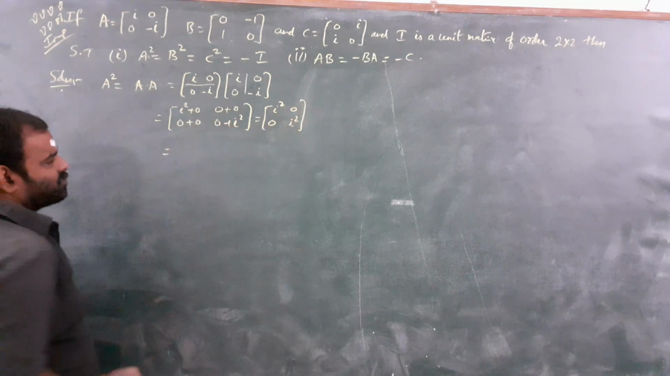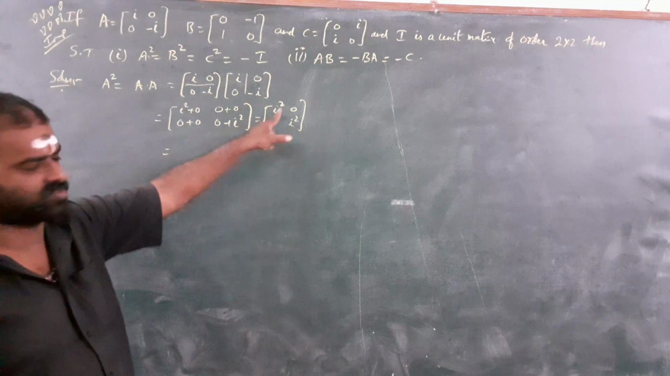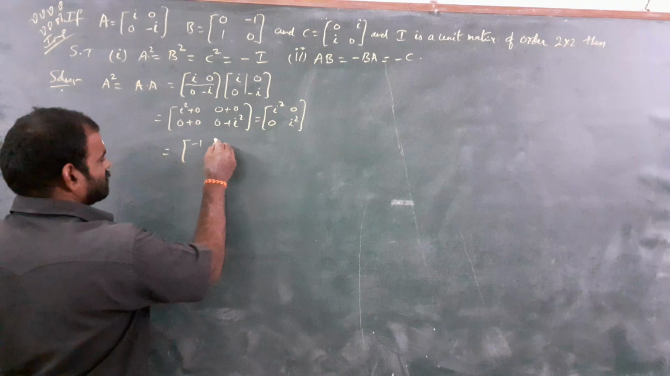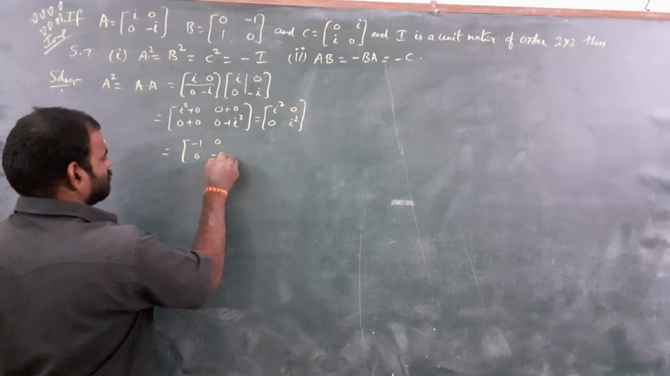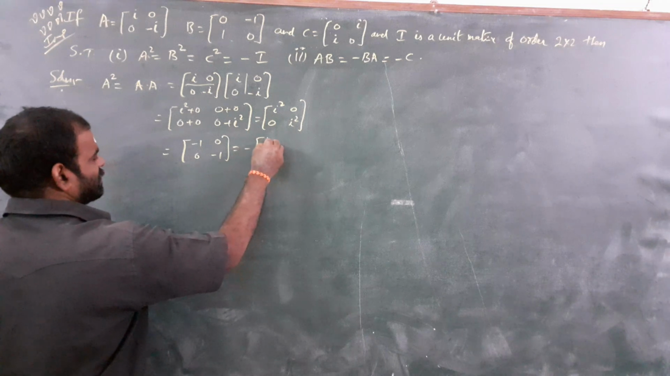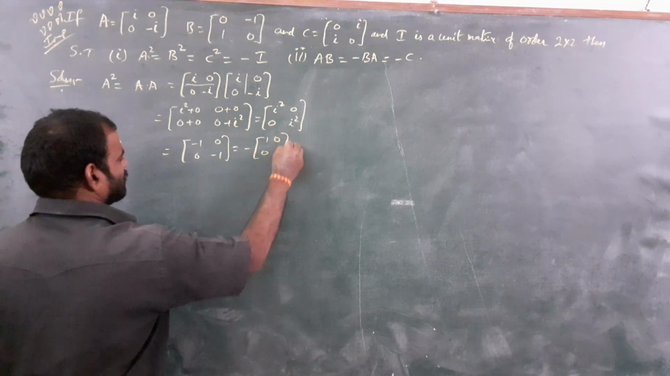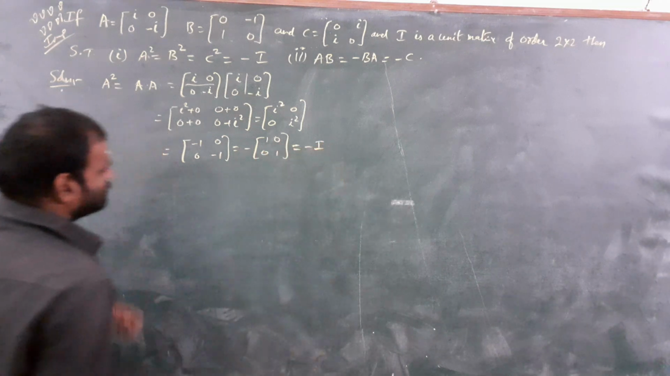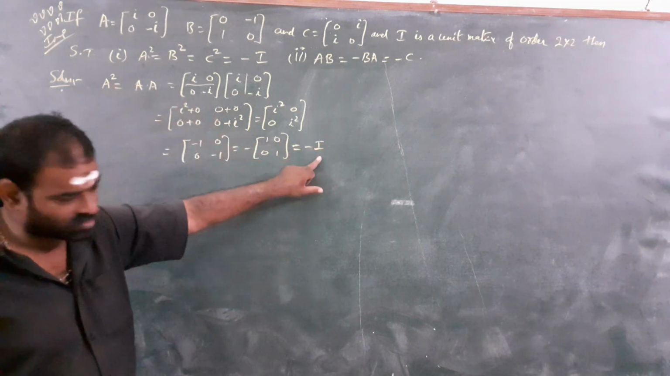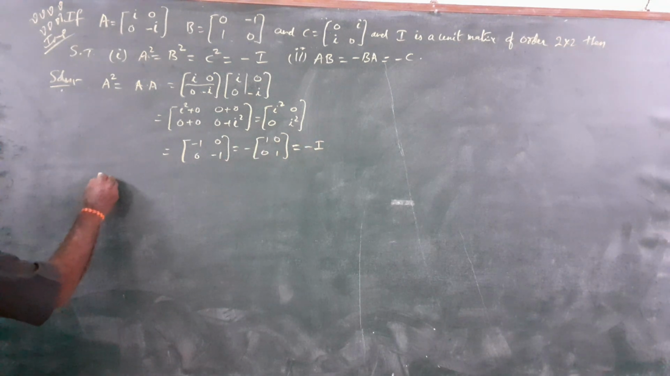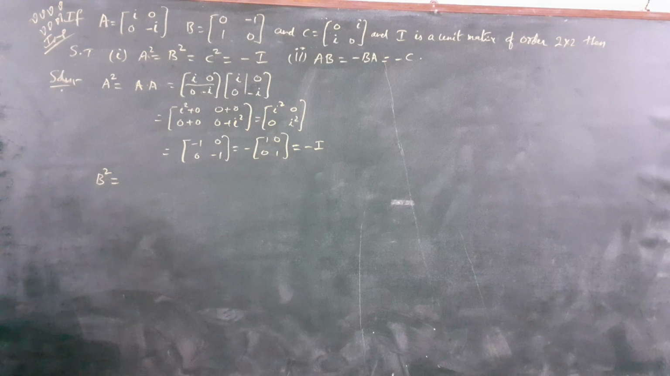In previous problem only I told you what is the value of I square? Minus 1. So I have to substitute here. Minus 1, 0, 0, minus 1. And you have to take common as minus. Then it becomes 1, 0, 0, 1. It is nothing but 2 by 2 I minus. So it is nothing but minus I. So A square is equal to minus I.